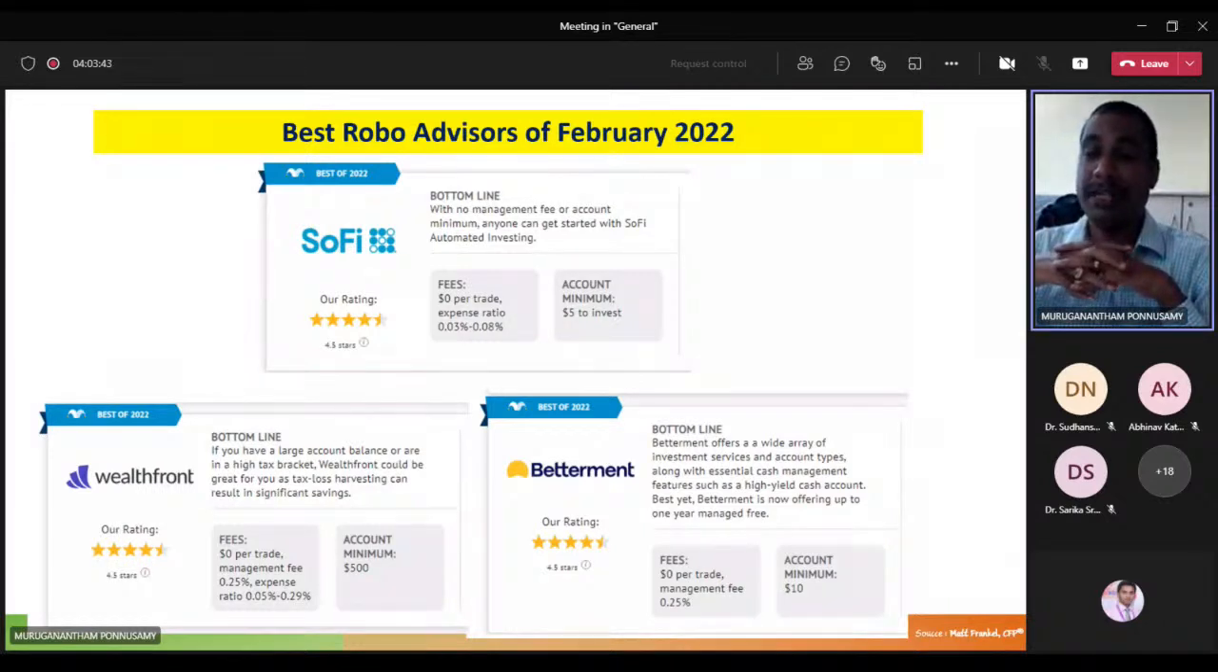Expenses ratio is very less. Similarly, Wealthfront as well as Betterment. These are the 3 top leading robo advisors as on the date. Many are there. Somebody may have fees, somebody may have higher expense ratio, someone may have higher rating, somebody may have very low minimum account balance, etc. Depends upon various heads.